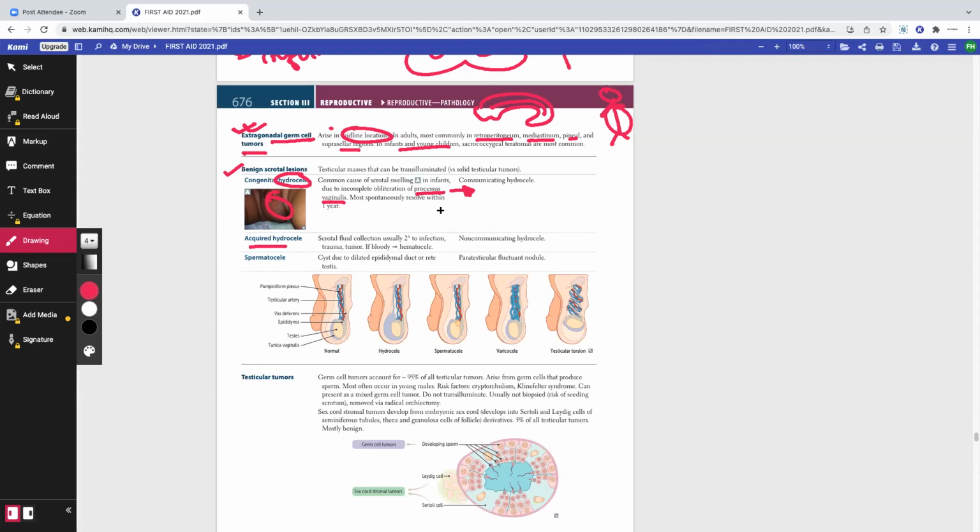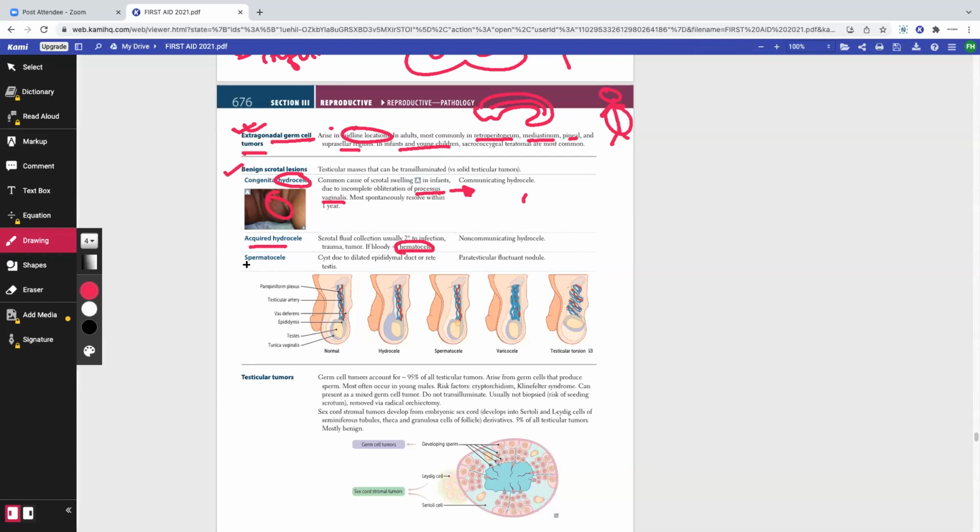Then we have acquired hydrocele. Acquired hydrocele is, for example, for any reason, if there's accumulation of fluid in the scrotum without the presence of processus vaginalis. This could be due to trauma. This could be due to a tumor, right? This could be due to anything that results in accumulation, and especially if the accumulation is bloody. So we get hematocele, very important.